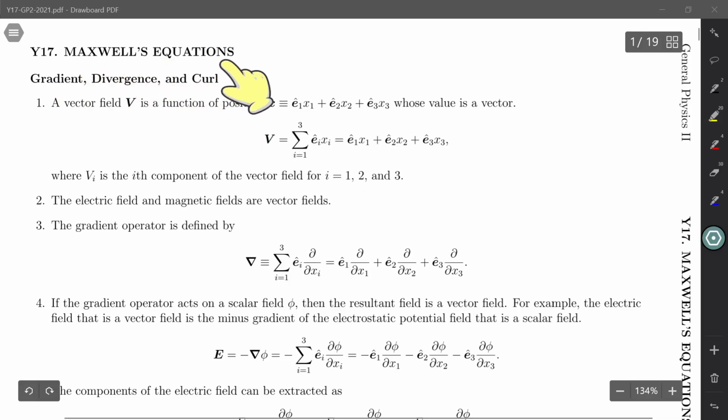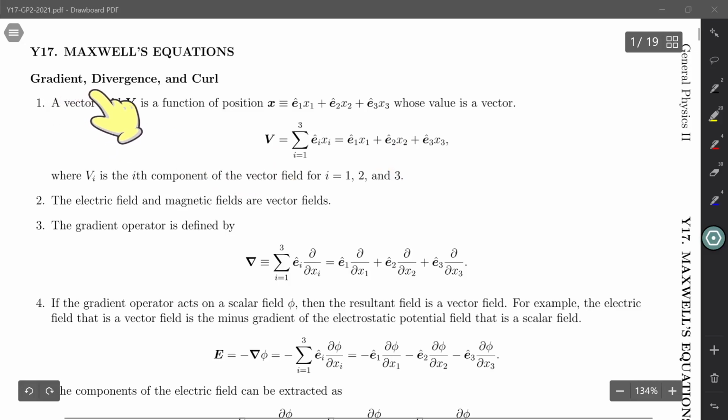Today we study Maxwell's equations. Before we study Maxwell's equations, we need to review the divergence theorem and Stokes' theorem. These two theorems are very important to derive the differential form of Maxwell's equations.